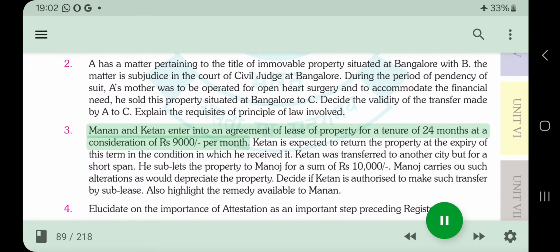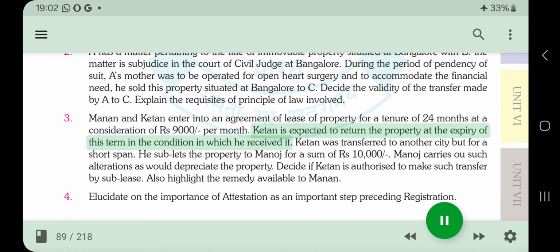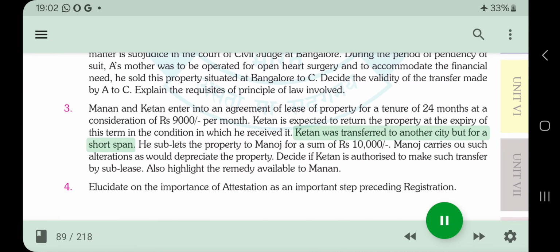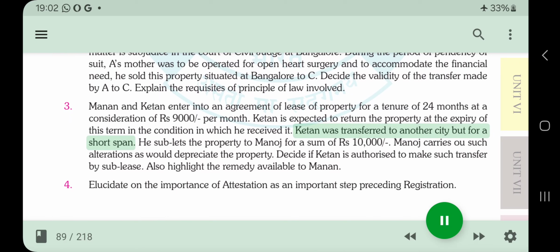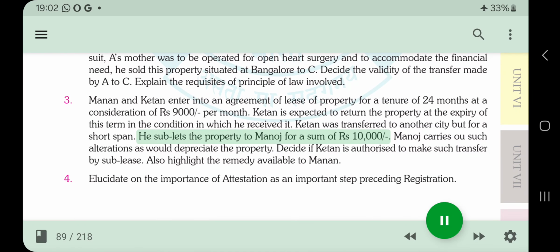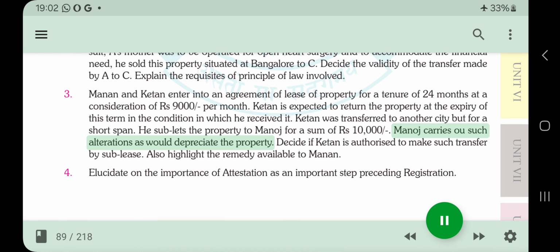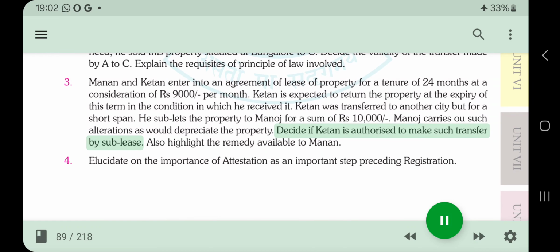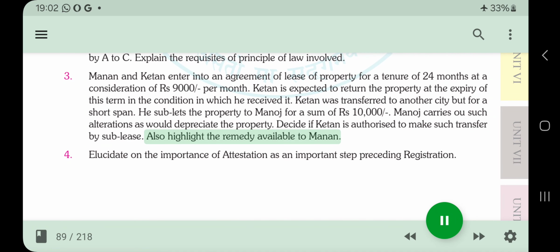3. Manan and Ketan enter into an agreement of lease of property for a tenure of 24 months at a consideration of 9,000 rupees per month. Ketan is expected to return the property at the expiry of this term in the condition in which he received it. Ketan was transferred to another city but for a short span. He sublets the property to Manoj for a sum of 10,000 rupees. Manoj carries out such alterations as would depreciate the property. Decide if Ketan is authorized to make such transfer by sublease. Also highlight the remedy available to Manan.